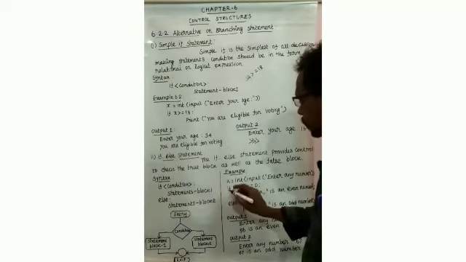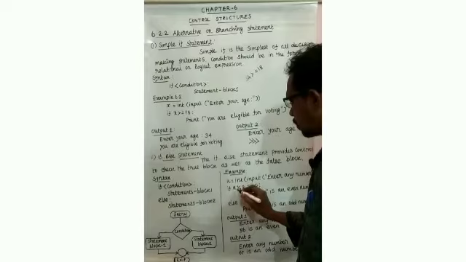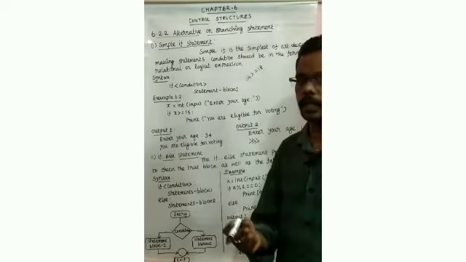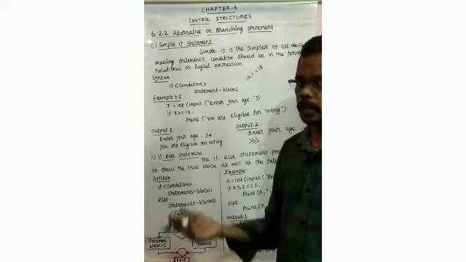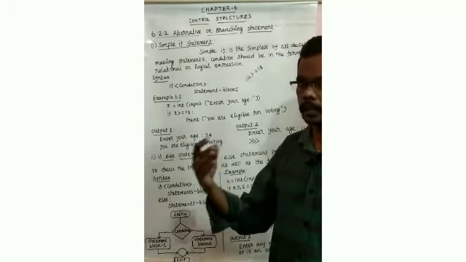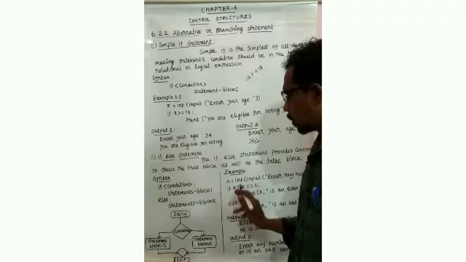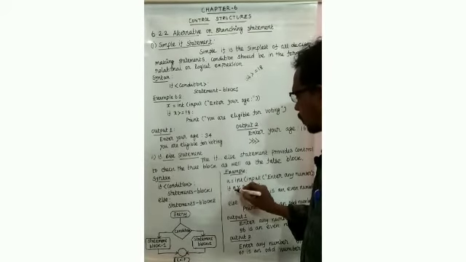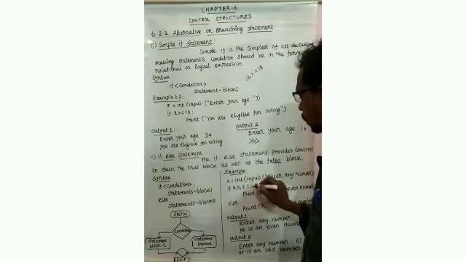Next, check the condition. If a modulus operator 2. Already I told you the difference between ordinary division and the modulus operator. Division returns the quotient value. Modulus operator returns the remainder value. Now check the condition: if a modulus operator 2 double equal to 0.